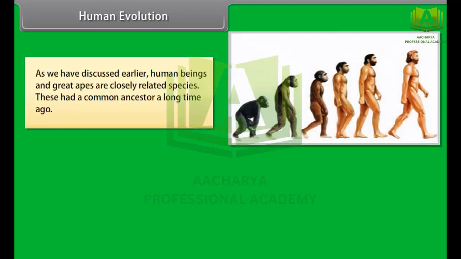Human evolution. As we have discussed earlier, human beings and great apes are closely related species. These had a common ancestor a long time ago.